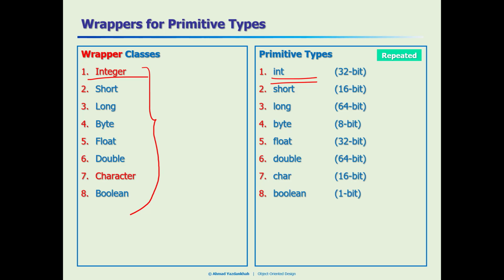Just look at all of these. Except for int, whose wrapper is Integer, the full word, and char, whose wrapper is Character, for the rest of them, if you capitalize the first character, you get the wrapper. So again, we don't like these exceptions. Why are these two exceptions? All right. Okay.